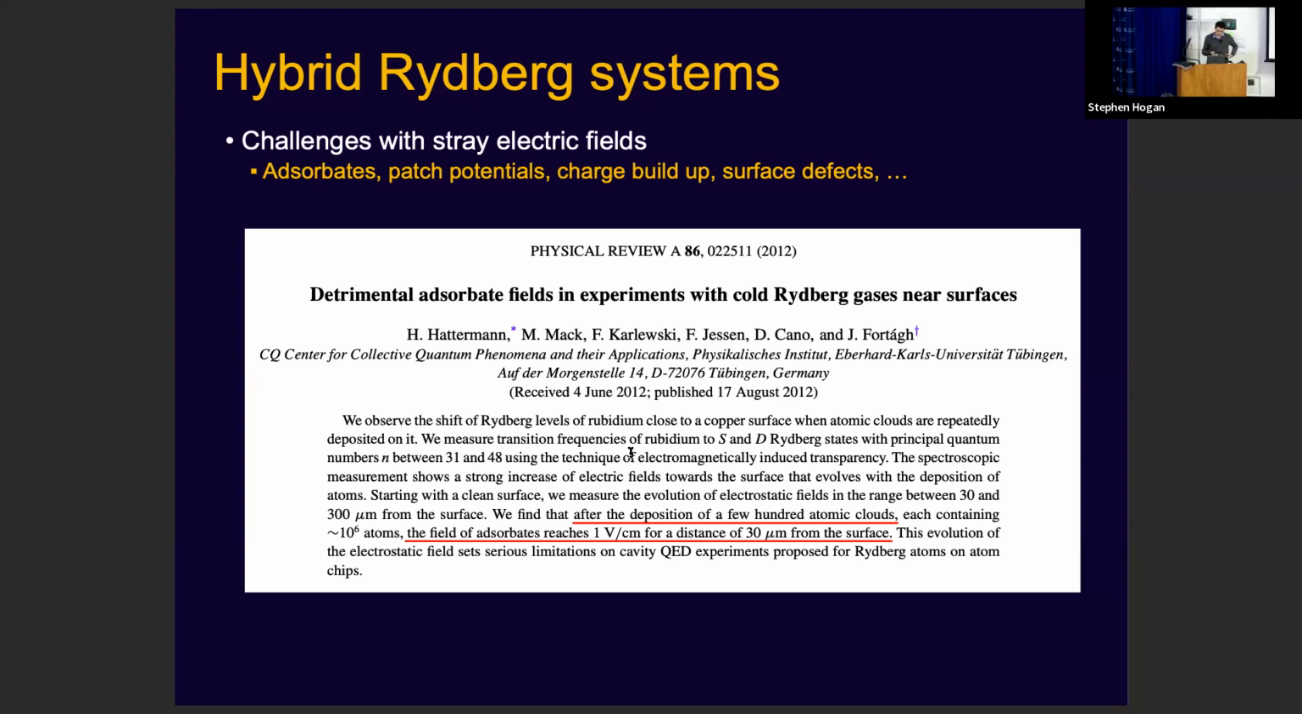And so you can have stray fields that are difficult to deal with, particularly when you come very close to the surface. There was a paper about 10 years ago from Joseph Fortagh's group, which was in some way negative about this, that there would be detrimental adsorbates. Here they were considering rubidium atoms that stuck on the surface. When the polarizable rubidium atom sticks on the surface, it makes a little electric dipole moment, and this makes a field around it. Then as another atom sticks, the field changes, and over time these fields change in a way that is very difficult to deal with. They measured some fields, 30 microns from a copper surface, and saw the fields from these adsorbates could be around 1 volt per centimeter, which makes it difficult to do these kinds of experiments.